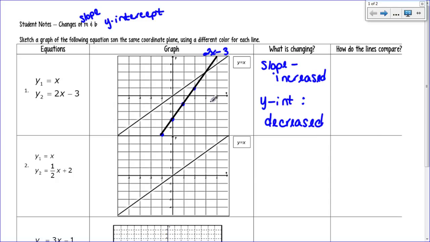And so how do these two lines compare? Well, my new line is definitely steeper than the other one. So my y2 is steeper, and it is also translated down because its starting point went from 0 to negative 3. So two things happened. It became steeper, and it translated down 3 units.